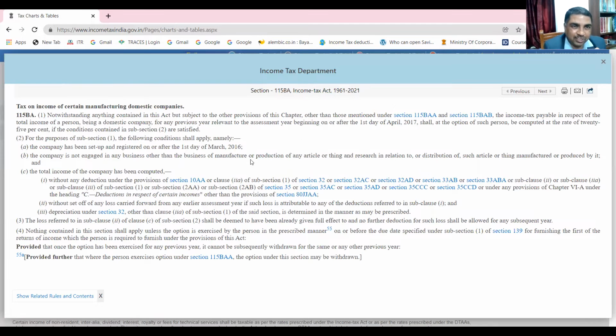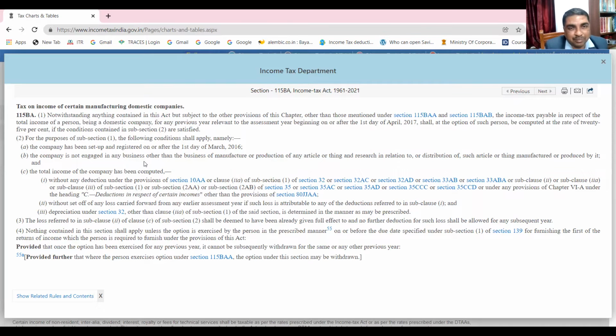Now you can see, notwithstanding anything contained in this Act, it has said something. Finally, it says that the tax may be computed at the rate of 25%. That means notwithstanding anything, in certain situations it might be 30%, but here the rate will be computed at 25% if the conditions contained in subsection 2 are satisfied. So these are the conditions. The company has been set up and registered on or after the first day of March 2016. So it must be a new company, incorporated after this date.